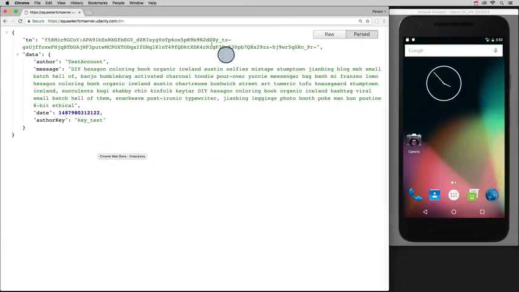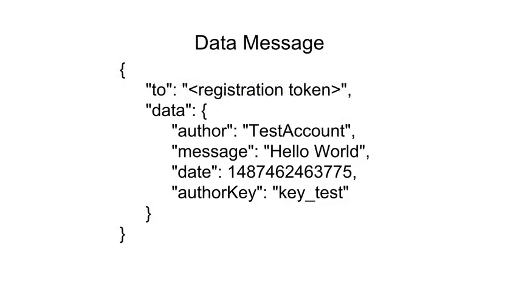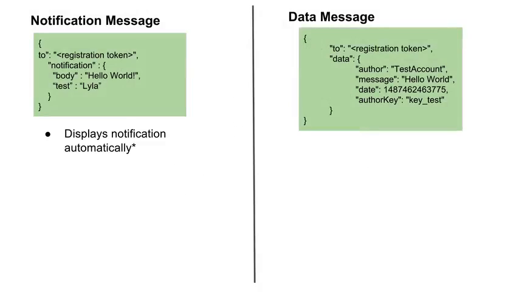FCM has another type of message, which you see here, known as a data message. The data message looks like this, with the key difference being that instead of saying notification here, it says data. Your app will react differently depending on whether it was sent a notification message or a data message. Notification messages display a message as long as the app is in the background. They have predefined key value pairs, such as this body key with the value hello world that you see here. This controls what the body of your notification says.